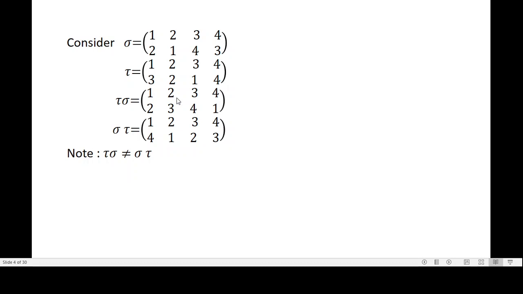Observe that tau sigma is not equal to sigma of tau. I hope you have understood this. Tau sigma is not equal to sigma of tau.